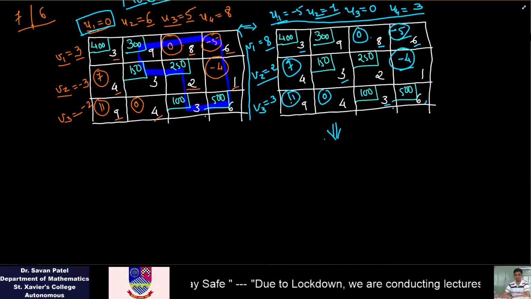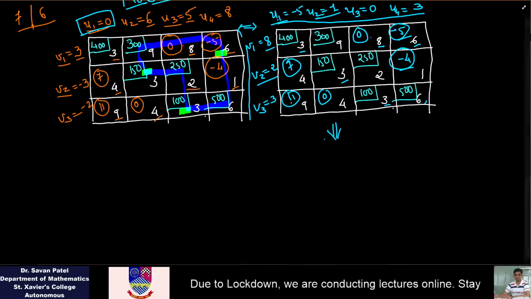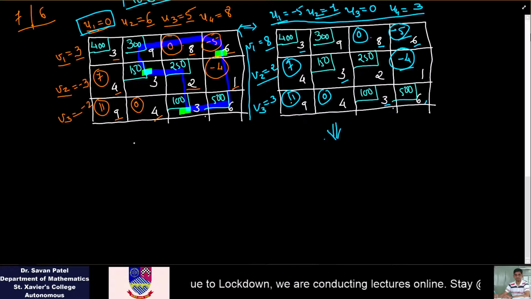So what are the positive corners? My positive corners are: here it will be positive, here it will be negative, here it will be positive, here it is negative, here it is positive, and here it will be negative. From the negative corners, the minimum is 250. So here we will have a difference of minus 5 times 250. So this much will be reduced in transportation.